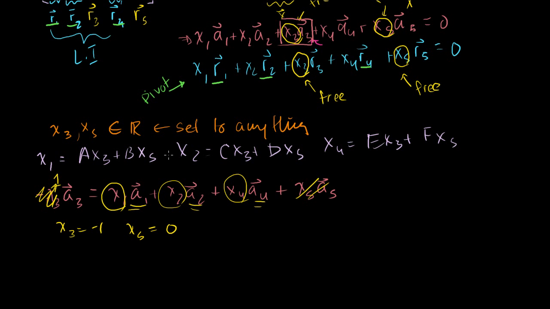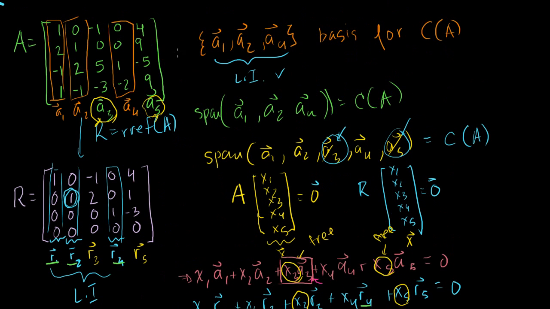Well, of course, there's always some x1, x2 that satisfy this. We just have to substitute our free variables, x3 equal to minus 1, and x5 equal to 0, into these equations that we get from our system when we did it with the reduced row echelon form. In this case, you get x1 is equal to minus a plus 0, x2 is equal to minus c, and so on and so forth. So you can always do that. You can always express the vectors that are associated with the non-pivot columns as linear combinations of the vectors that are associated with the pivot columns.